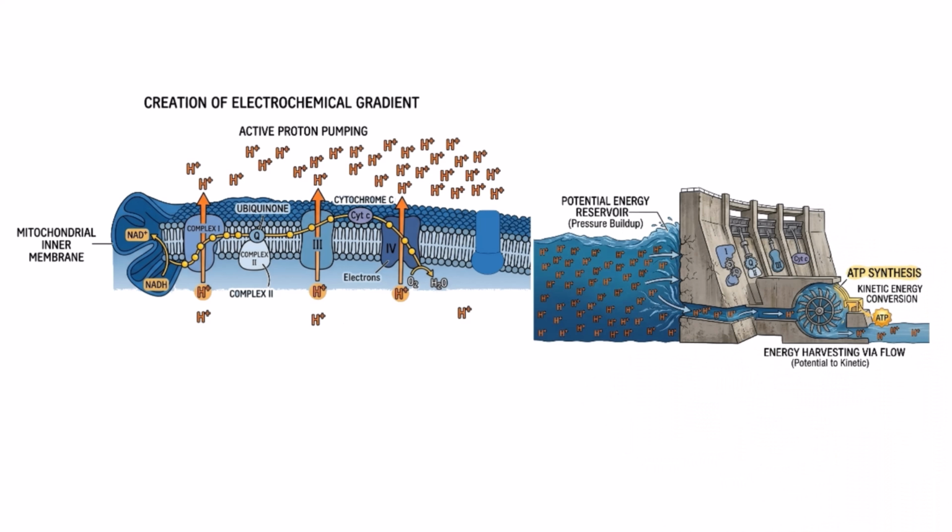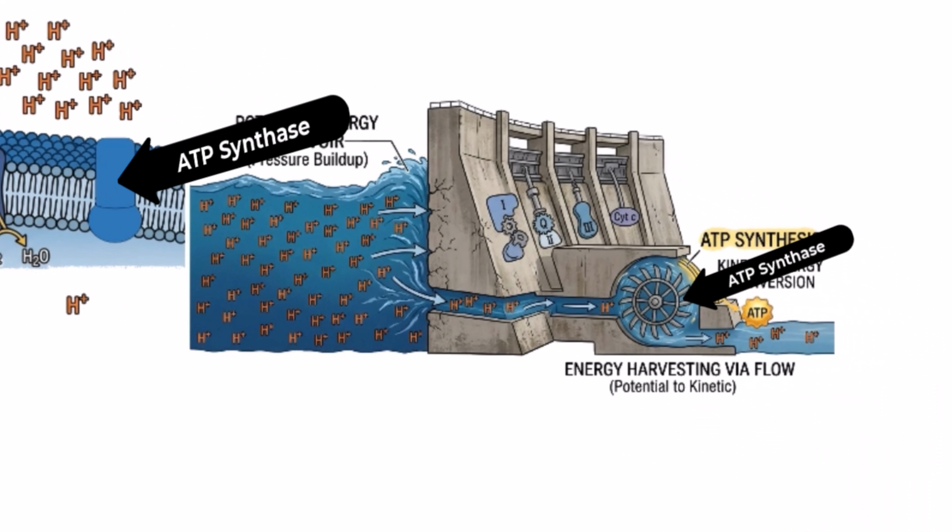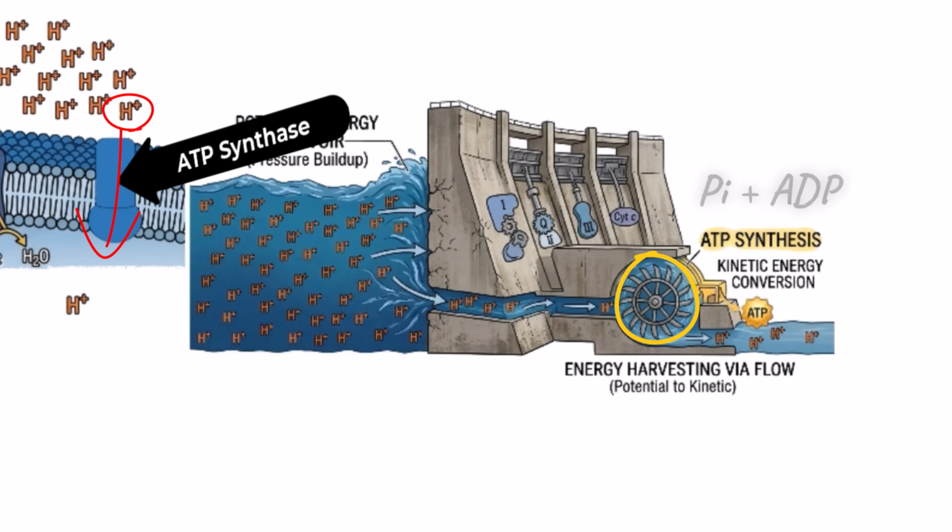Then comes ATP synthase. It's a molecular motor. Hydrogen ions flow through it, spinning it like a turbine. This spinning power attaches phosphate to ADP, creating ATP.